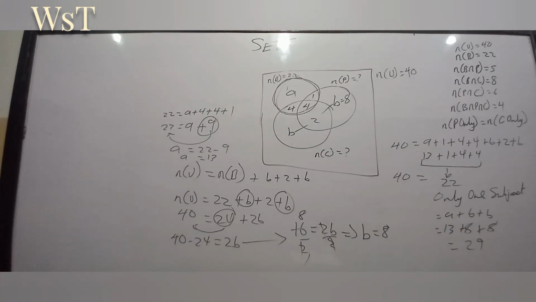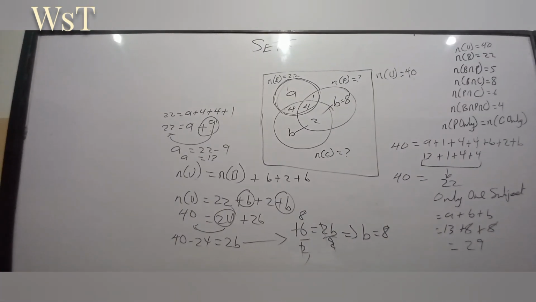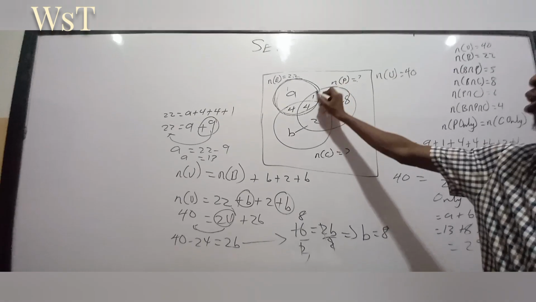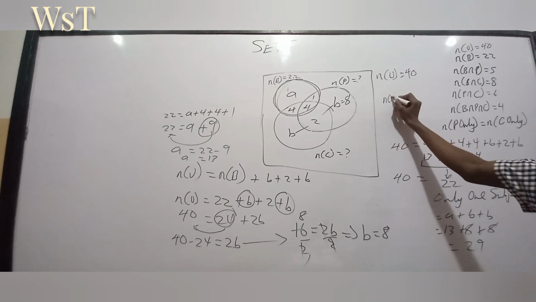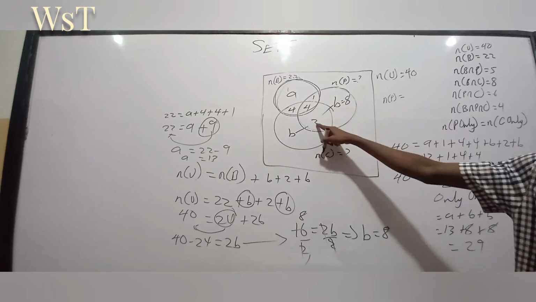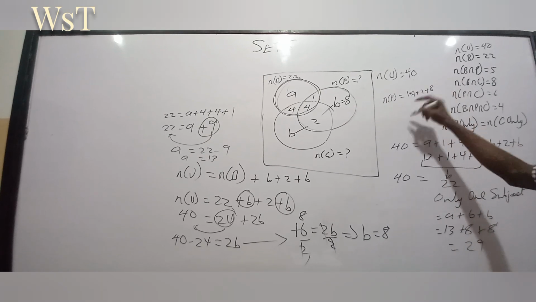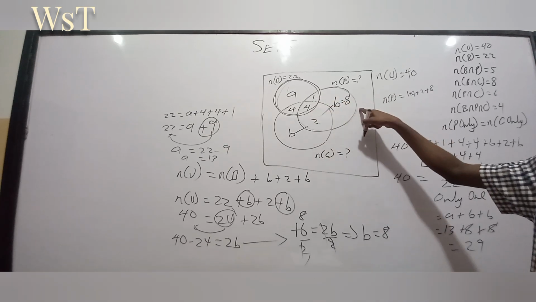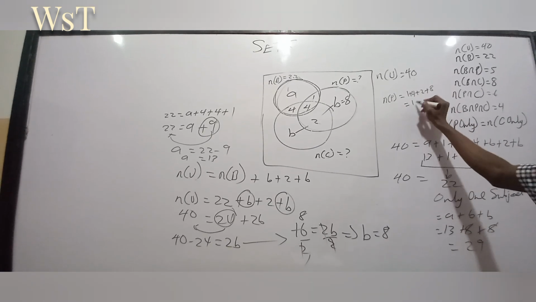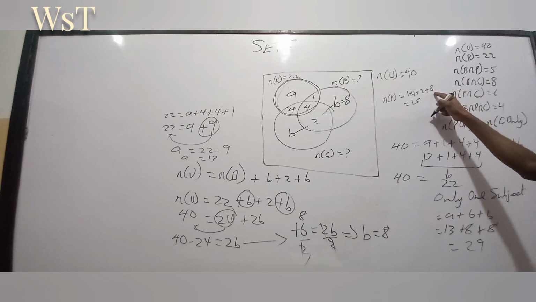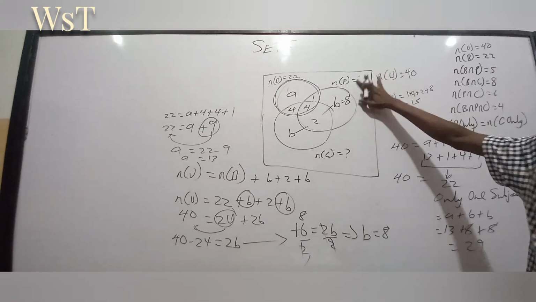Okay, so that's it. And the third question is saying physics. We should find the total number of students studying physics. So physics is all of this, right? So the number of physics is equal to 1 plus 4 plus 2 plus 8. So 2 plus 8, 10, plus 4, 14, plus 1, 15. That's it here. So this side is 15.